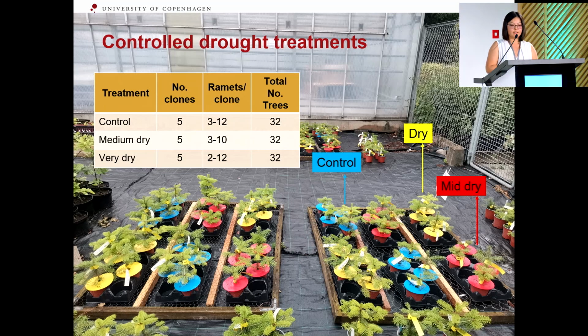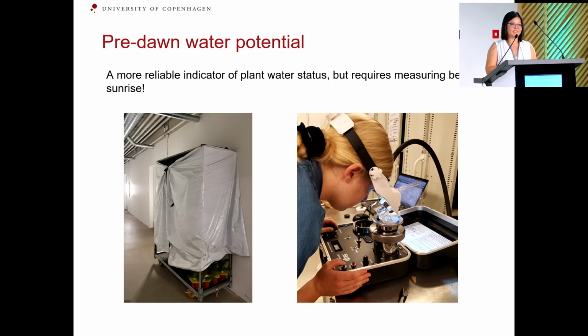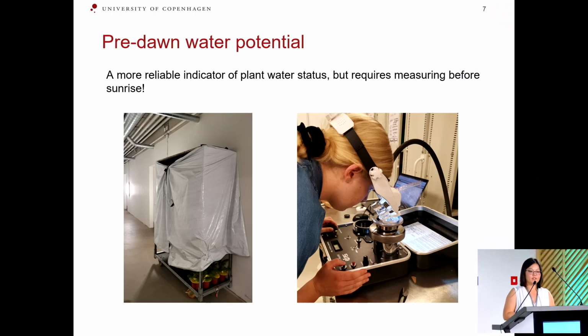So when we see the 3 treatments, how do we evaluate that they are different? We use the pre-dawn water potential as the variable to quantify this. This is a reliable indicator of plant water status, but it requires measuring before sunrise. And we had this experiment in summer. Well, if you have been in Nordic countries, you know Denmark never really gets dark, so sunrise.